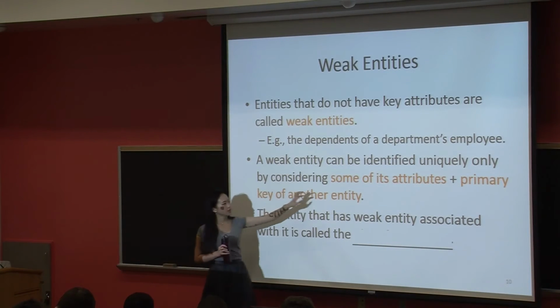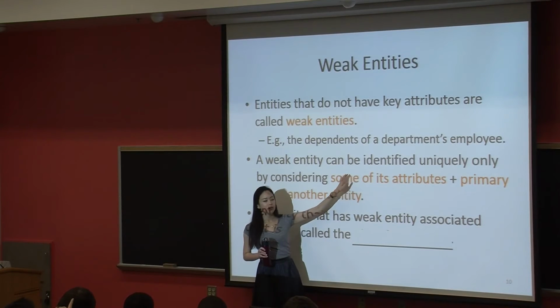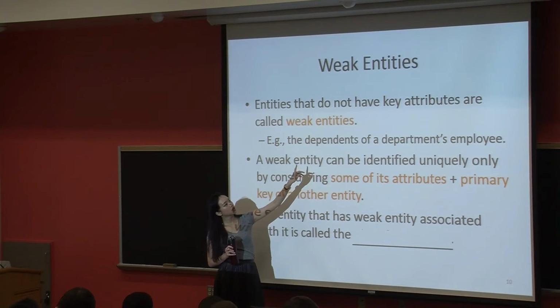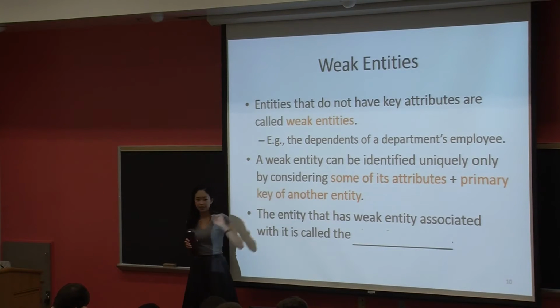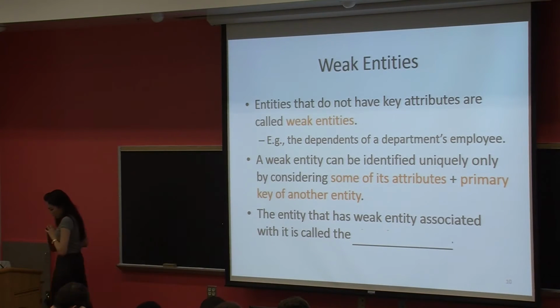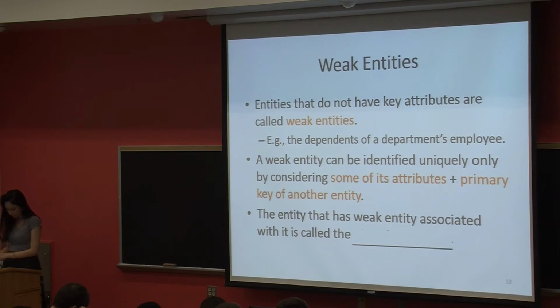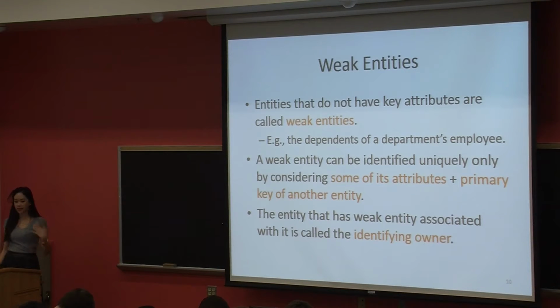Oh, the first one, right? No, I'm saying that when you say that you don't have key attributes, what? Oh, by that I mean they don't have keys, for example, primary keys. So, for example, you don't have to give the dependents IDs, things like that. So, the entity that has a weak entity associated with it, we call it the identifying owner. Okay, so just like the example I made up earlier, I will be the identifying owner for the two kids.